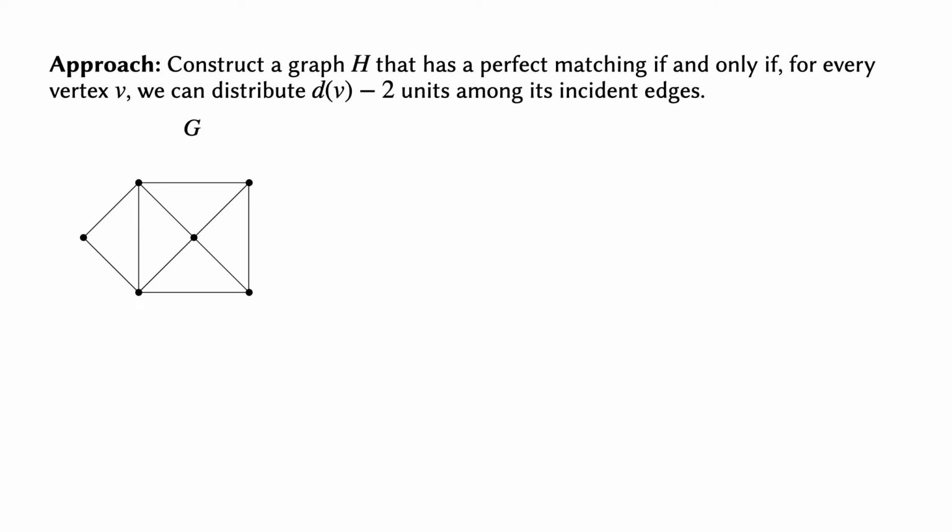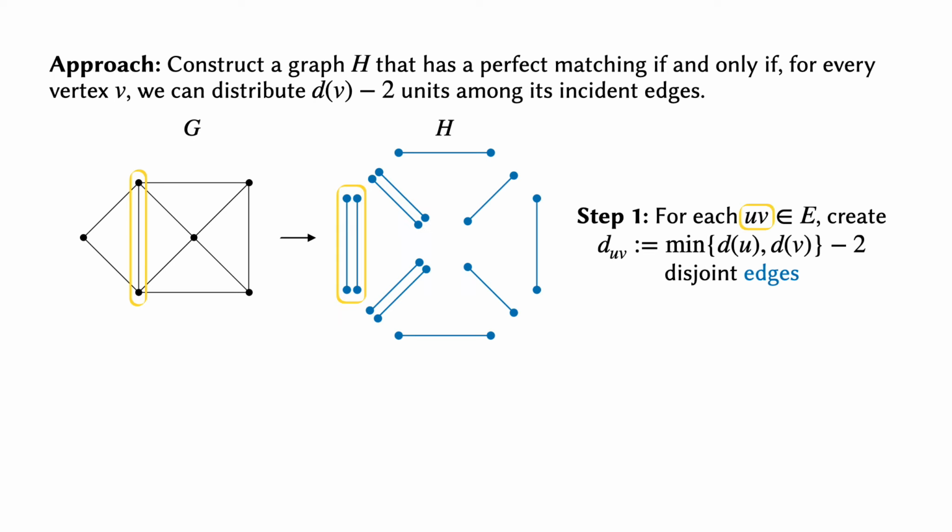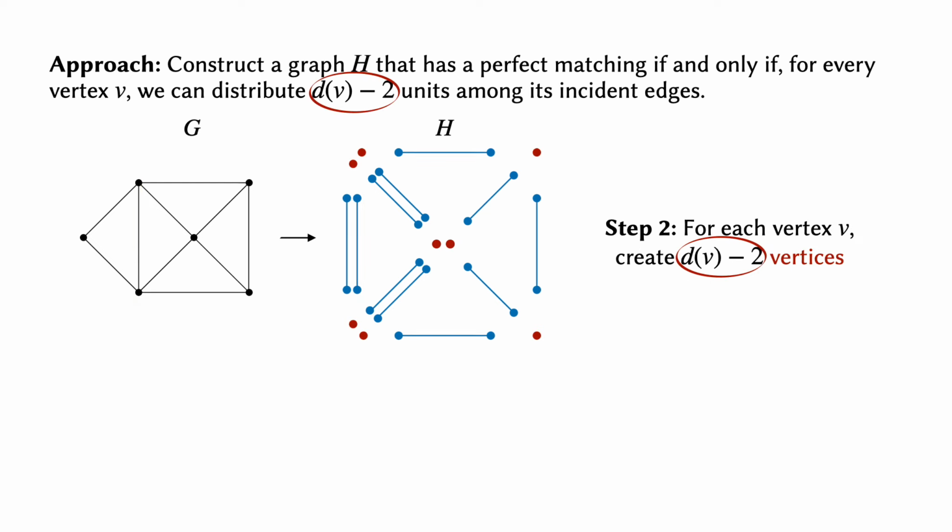Okay, we show this reduction. Consider our input graph G. For each edge uv, we create a number of disjoint edges. This number is the minimum of the vertex degrees of u and v, minus 2. In our example, for the edge highlighted in yellow, both of its endpoints are of degree 4, so we create 2 disjoint copies of this edge. Next, we create dv minus 2 vertices for each vertex v, shown in red. This is going to be the key gadget in forcing the distribution of dv minus 2 units at each junction v.